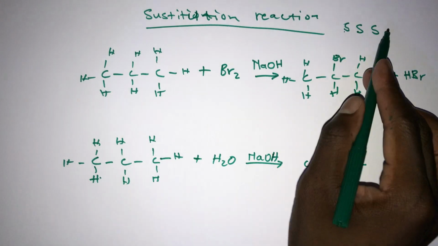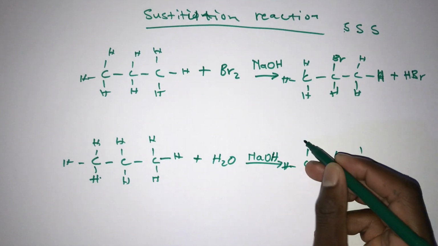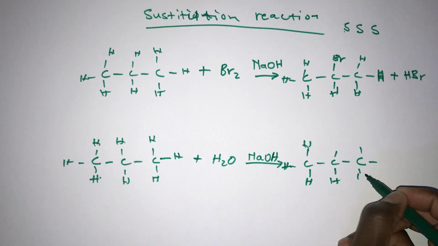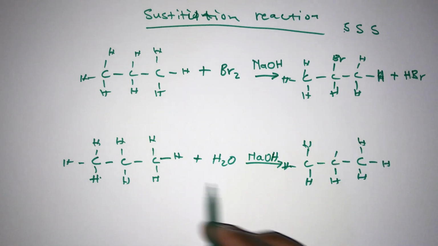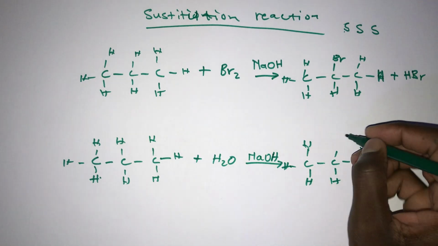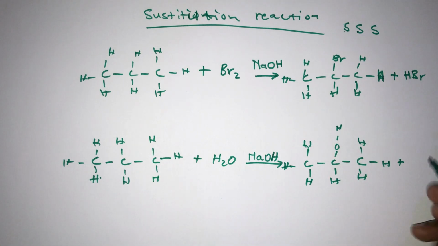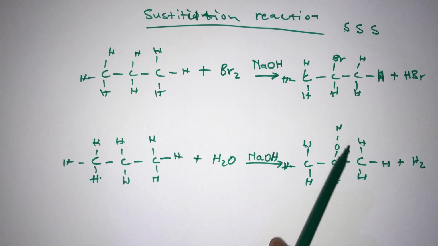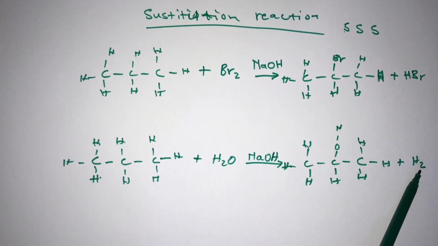Single, single, single. So the first carbon atom, that one, that one, that one. And then, now, let's substitute the hydrogen here with what? Since we are reacting with water. So, we have OH here, and then plus, we're going to have what? H2. Why H2? Because we substituted the hydrogen here with what? With OH. So, that hydrogen now, it's here. So, that's how we perform the substitution reaction.